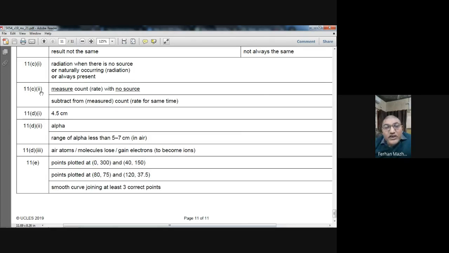With the help of the GM tube, we will take the reading without the source, and then we will take the reading with the source, and from that second reading, we will subtract the first reading. That will give you the count rate of the sample. That's how you correct that reading.